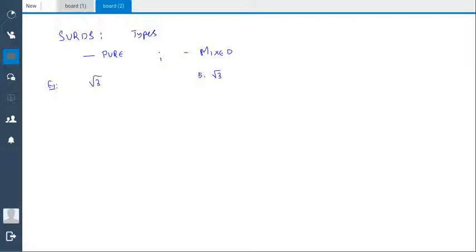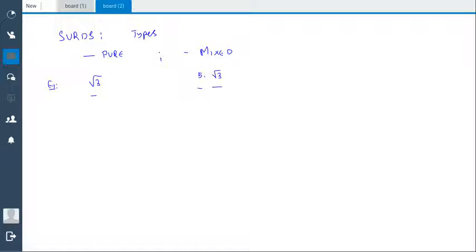It has no coefficient. It is just root 3. But in a mixed surd, what is there? A coefficient is there, 5. 5 is not a surd, it is a rational number. So it is a rational number and a surd together. A pure surd is only this radical, no coefficient, whereas a mixed surd has one.